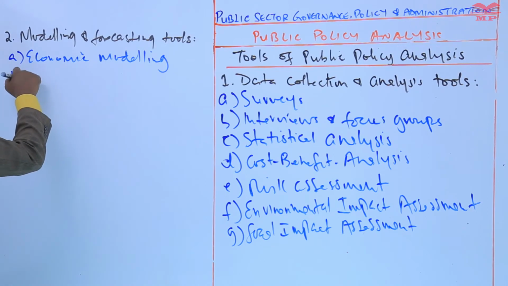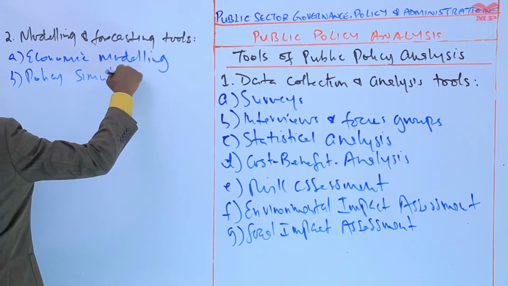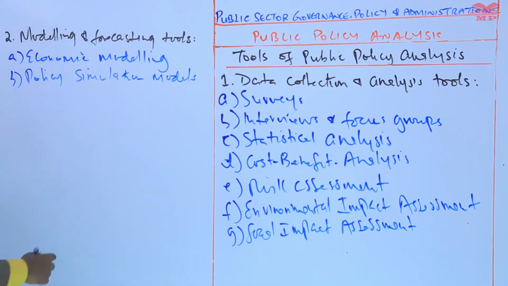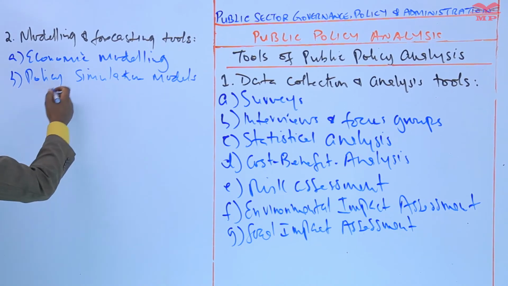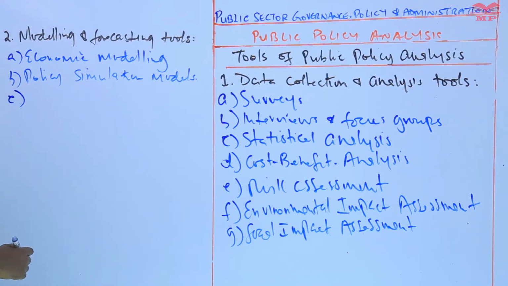2, policy simulation models. Policy simulation models involve computer-based models that simulate the effects of different policy options on specific outcomes, such as poverty rates, health indicators, and so on.